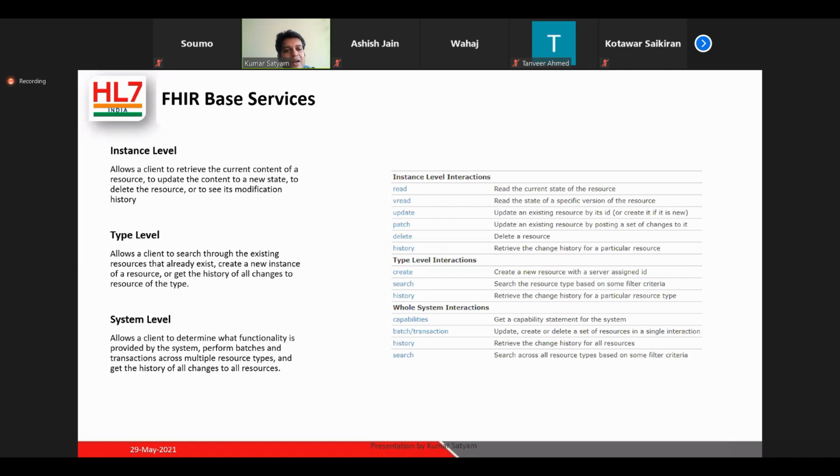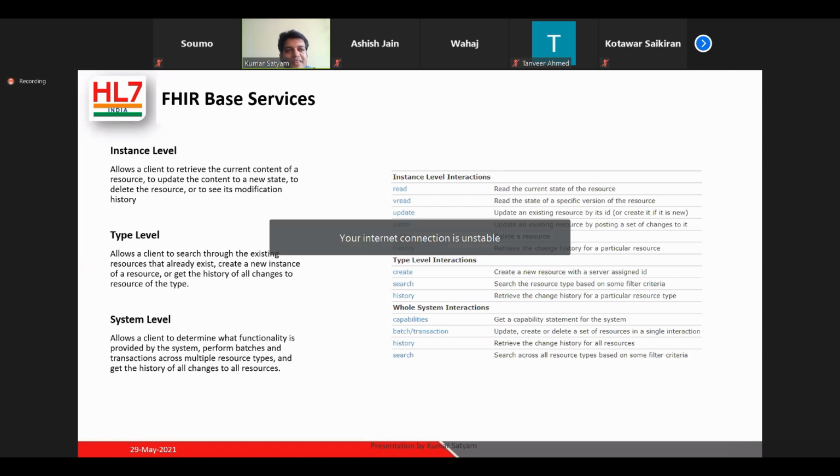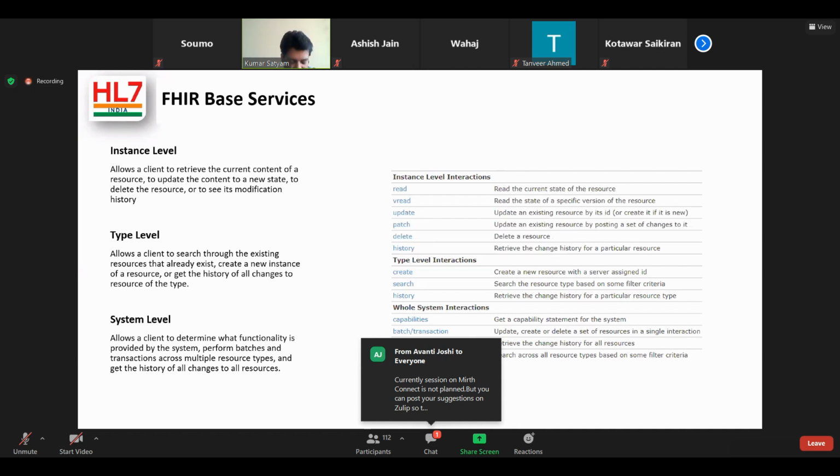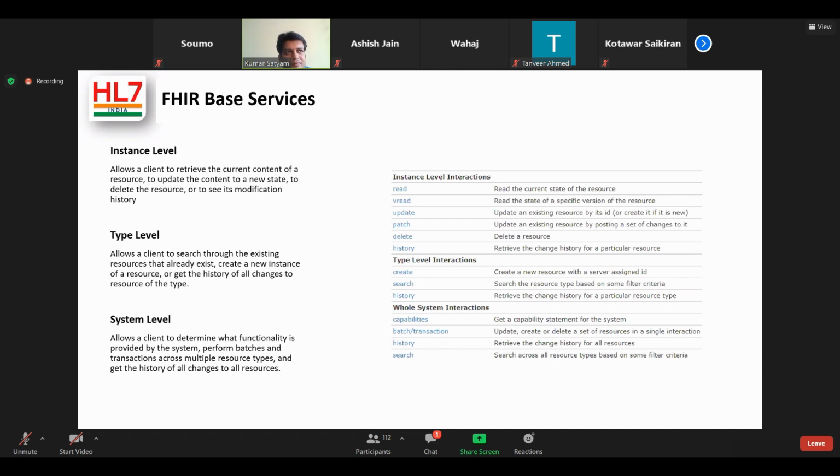At this level itself. For example, if you want the capability statement, or what does this FHIR server support, right? So that's a system level operation or system level service. Similarly, and we saw in the last session also, if we have to do a batch transaction, right? That is also a system level service. So FHIR supports services at 3 levels.